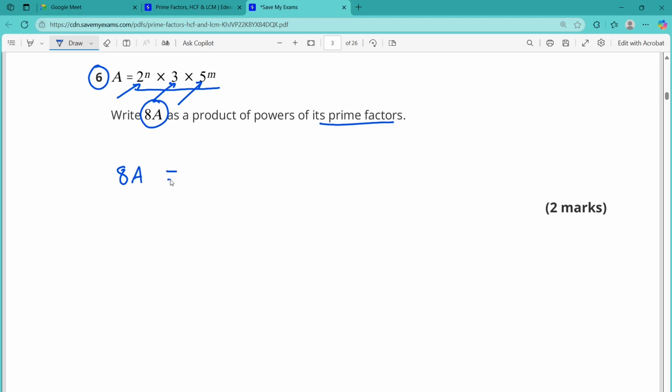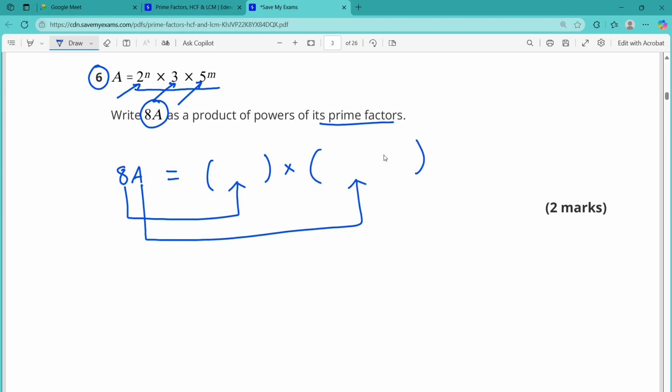8a. It's very simple. Can you write the prime factorization of 8? Yes, it will be 2 cube. Into the prime factorization of a, that is already given. So the prime factorization of a is already given. It is 2 raised to power n into 3 into 5 raised to power m. You have to just write the prime factorization of 8. Can you tell me the prime factorization of 8?